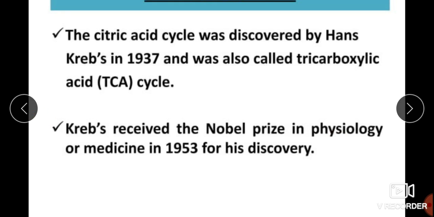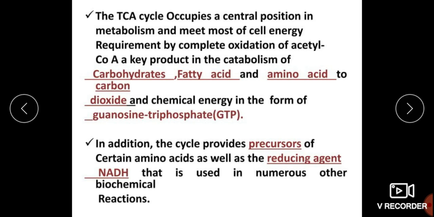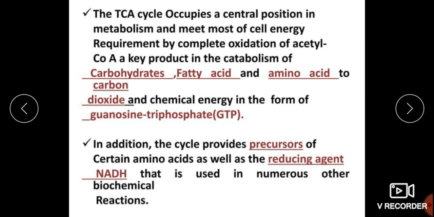Now the introduction: the citric acid cycle was discovered by the scientist Hans Krebs in 1937, and he named it the tricarboxylic acid cycle. Hans Krebs received the Nobel Prize in Physiology or Medicine in 1953 for his discovery. The TCA cycle occupies a central position in metabolism and meets most of a cell's energy requirement.